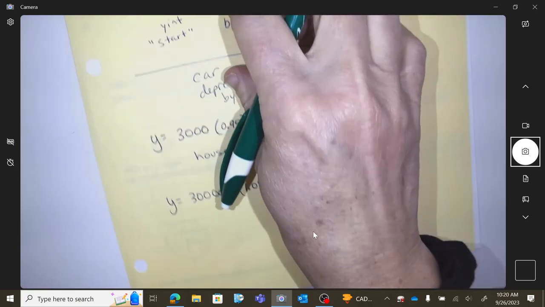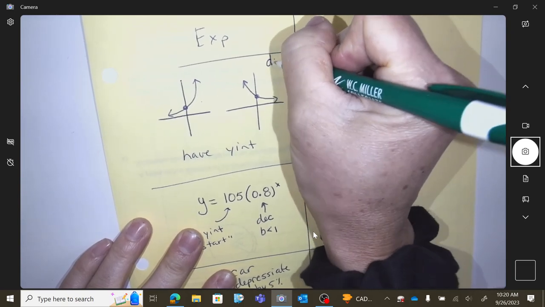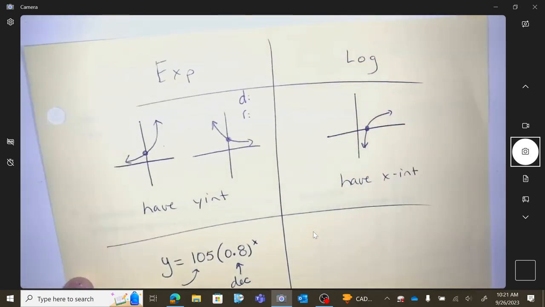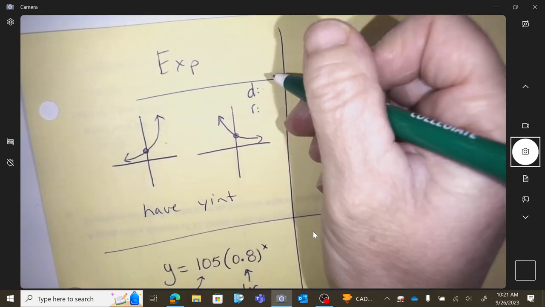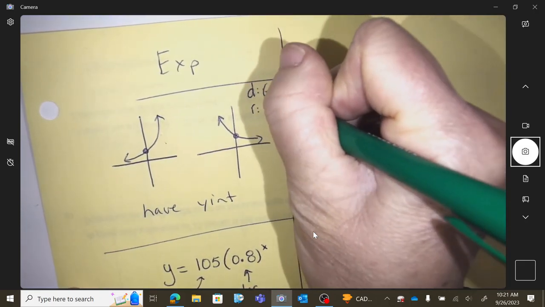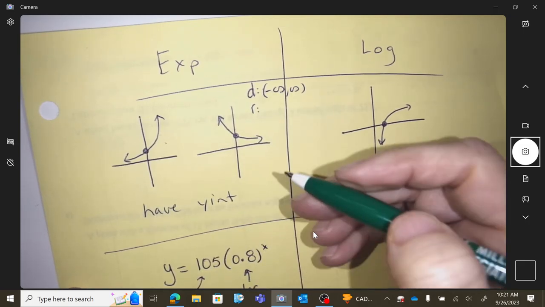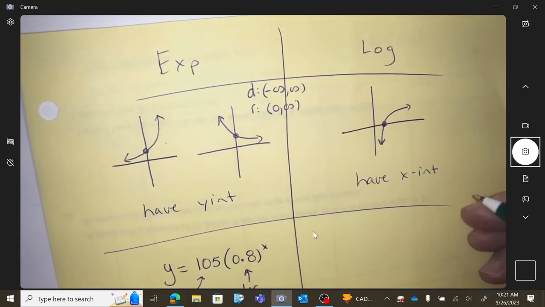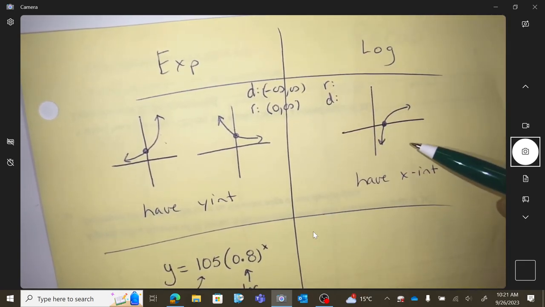Domain and range. Do you got that down pat? What's the domain? What's the range? You have to know those characteristics. The domain is forever. What's the range on this one? 0 to up. And do you remember that there's an asymptote, because you don't ever touch that line, right? What would the domain be on this one?